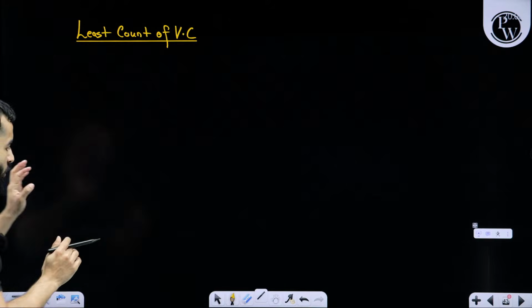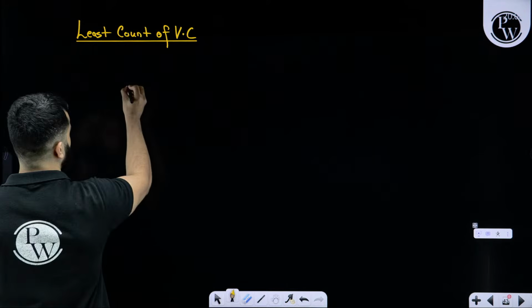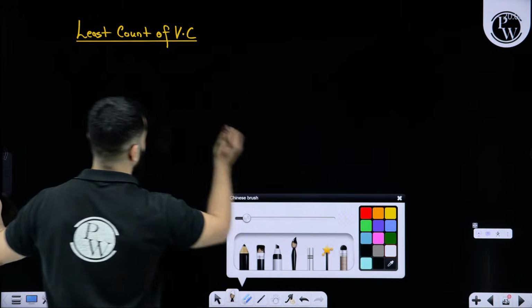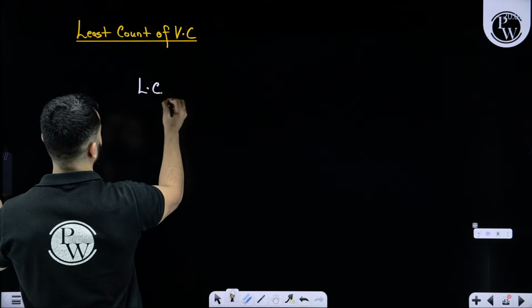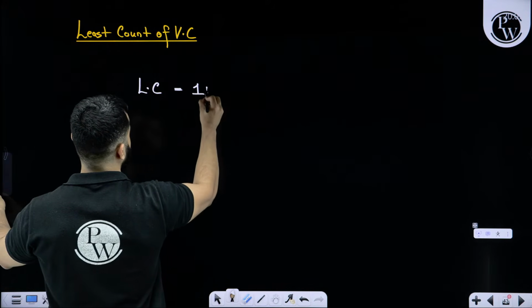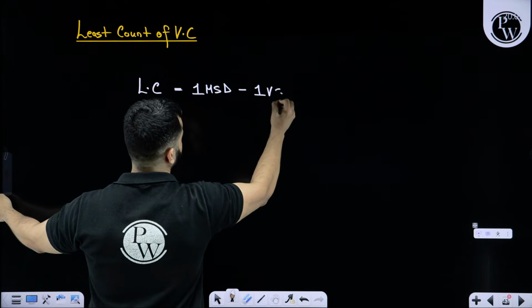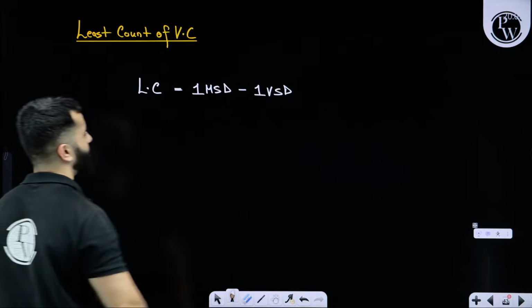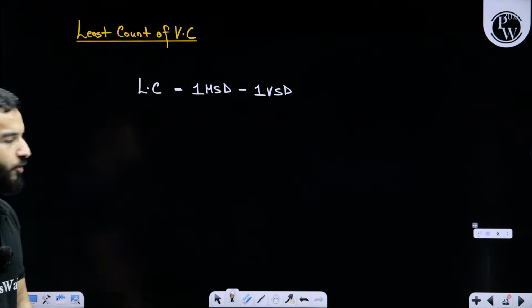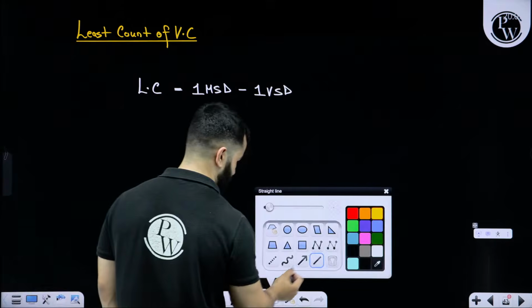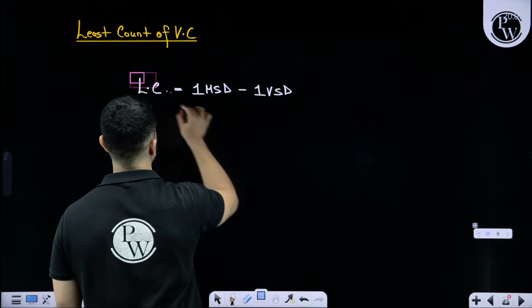And for that, when we talk about the least count of VC, we are going to say the least count of VC is going to be 1 main scale division minus 1 vernier scale division. This is going to be the minimum measurement that we can take from a vernier caliper. This is going to be the formula.